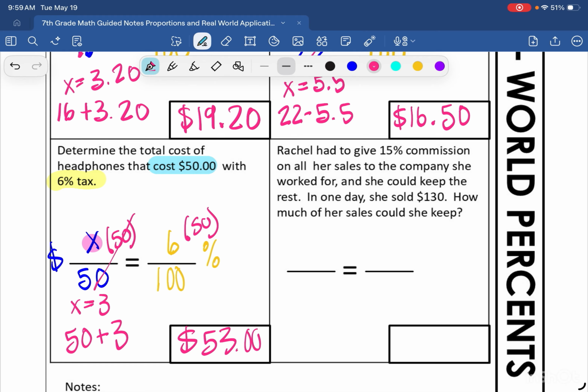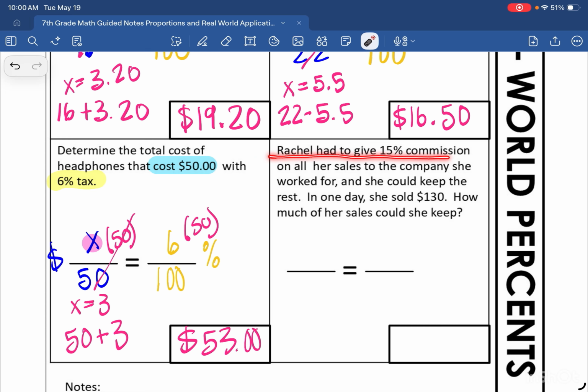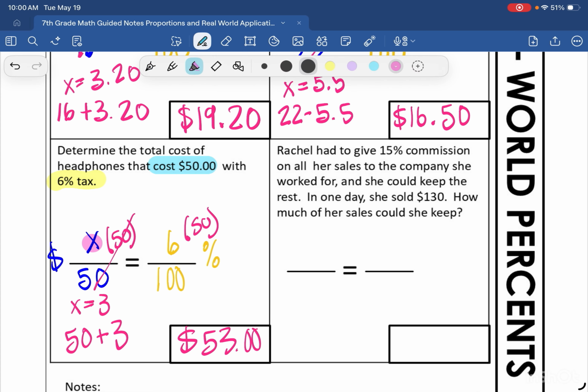Let's look at this question. Rachel had to give 15% commission, let's mark that, on her sales to the company she worked for, and she could keep the rest. In one day, she sold $130. How much of her sales could she keep? Okay, let's do my percent. So it's 15%, 15 to 100. And my money here, my whole is $130. And my percent of 15 is going to be what I'm trying to figure out, my commission.